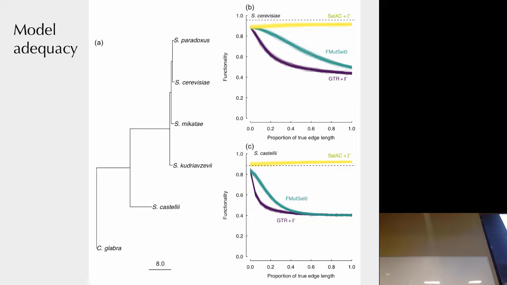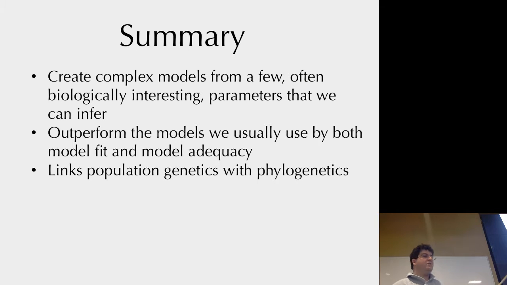We do other things too, other measures of how similar the data sets are. We also seem to win in those. Right? So again, both in model fit and also model adequacy, it seems to be a pretty good model. Okay. So, summary of this. We can create complex models for a few interesting parameters.